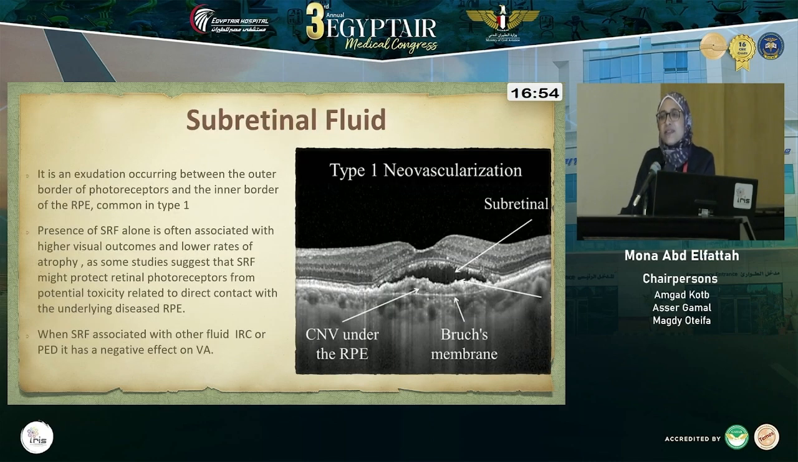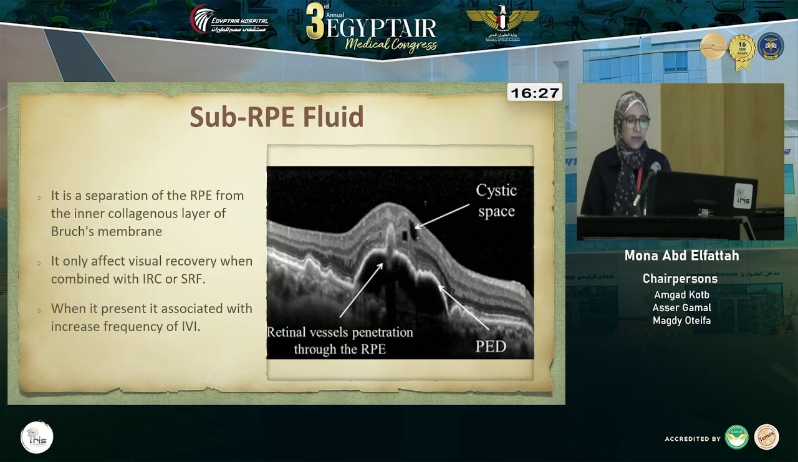Subretinal fluid: the study says the patient may have a higher visual outcome and lower rates of atrophy, as some studies suggest that the subretinal fluid might protect the retinal photoreceptors from potential toxicity related to direct contact with the underlying diseased RPE. But when subretinal fluid is present together with intraretinal cystoid fluid or pigment epithelial detachment, it has a negative effect on visual acuity.